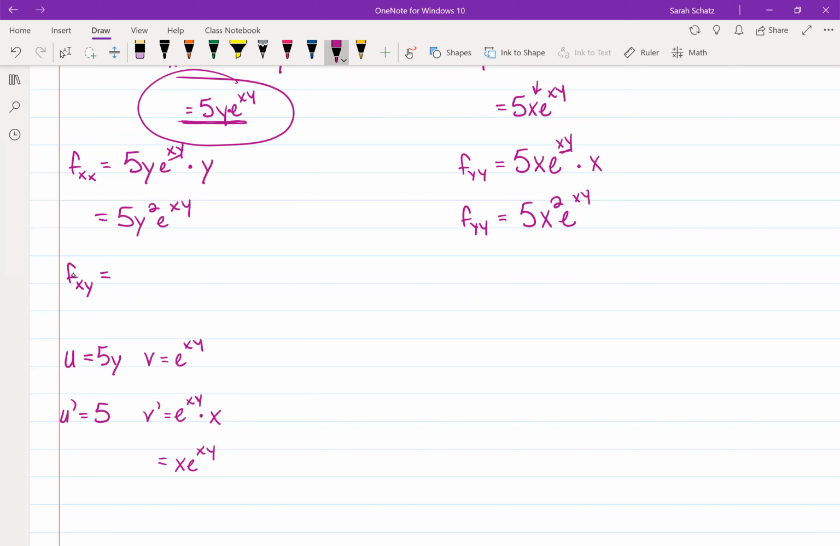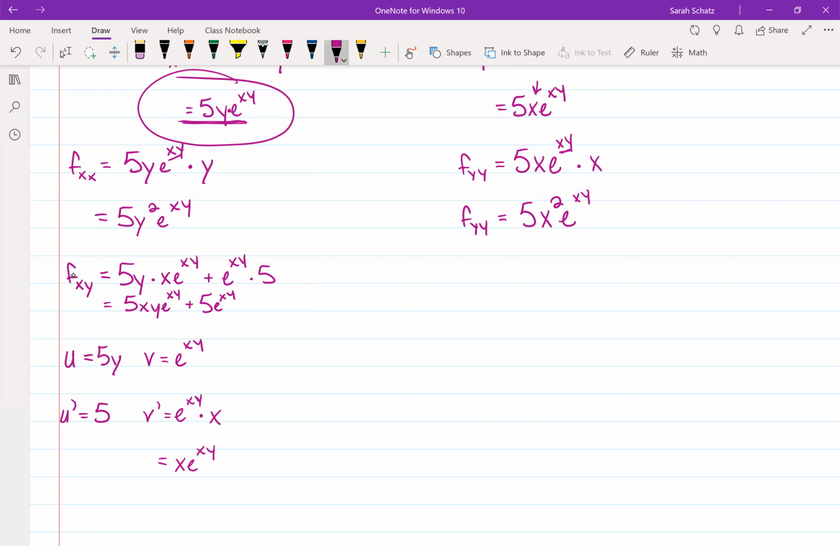Okay, so u times the derivative of v, which was xe to the xy, plus v, which is e to the xy, times the derivative of u, which is 5. We can clean it up maybe a little bit. I could call it 5xy e to the xy plus 5 e to the xy. And sure, you might be able to factor out a 5e to the xy, but it's not going to make it look any better. So I would just leave it like that.